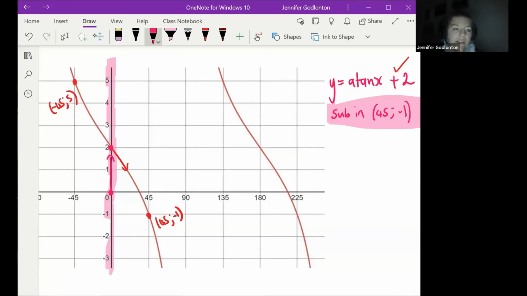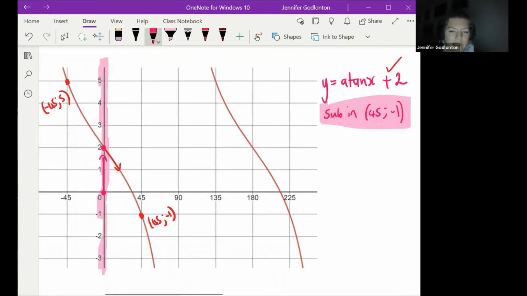So with the dots, there will always be a nice coordinate that you can use in grade 10. In grade 11, things get a little bit spicier, but in grade 10, yes.